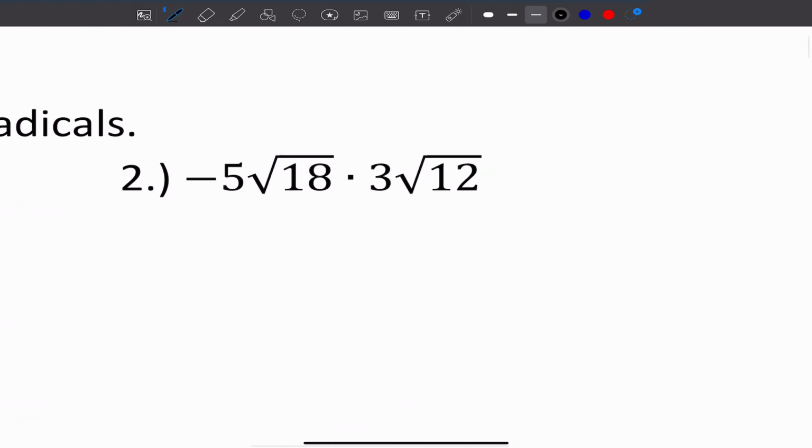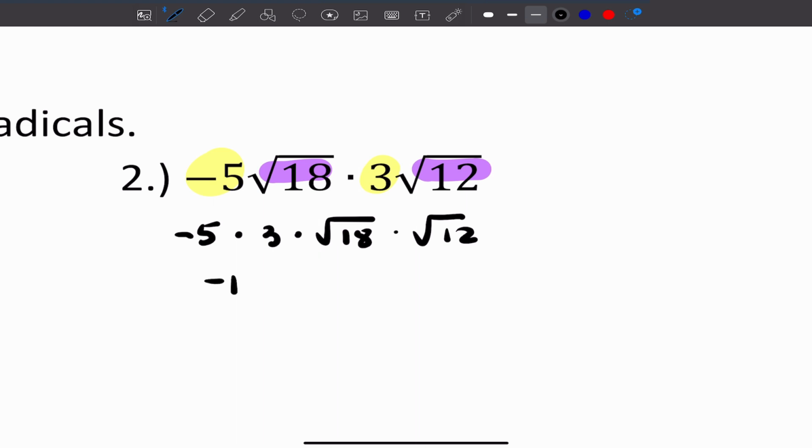Number 2, I have negative 5 root 18 times 3 root 12. So we're going to multiply the coefficient to the coefficient. So negative 5 times 3. And then I'm going to multiply the radicand to the radicand. So it's negative 5 times 3 times root 18 times root 12. Negative 5 times 3 is negative 15.